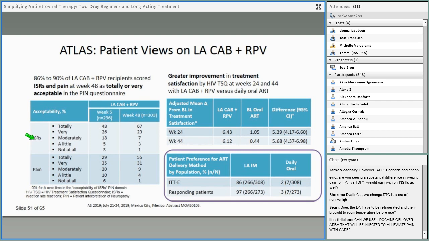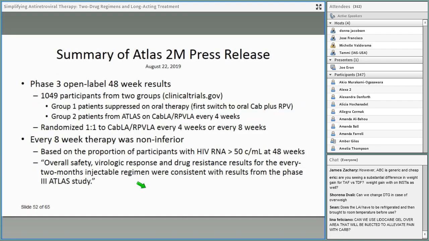So if you actually look at the injection site reactions, these are patient-reported outcomes. This is just asking the patient if the injection was totally acceptable, very acceptable, moderately acceptable, not at all acceptable. And this is at week 5, so that's a week after the first injection, or at week 48. And basically, I kind of lump very and totally together, and you get 90%. So most of the people found the injections either very or totally acceptable. And if you look at the pain aspect, again, it gets almost to 90%, that they're either very or totally acceptable. And for the people getting the injection, remember in Atlas, all of them had experience with oral therapy for at least 6 months, and many for much longer than that. And you can see that the vast majority preferred the long-acting injectable.